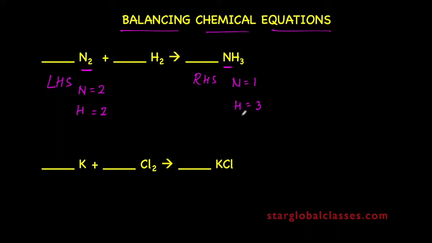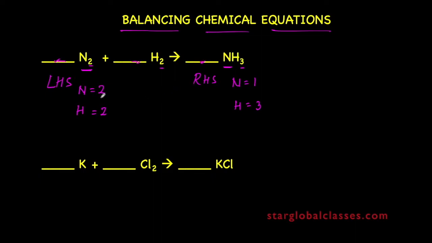We need to balance it. How to balance it? We'll multiply by a coefficient. The number we'll add, we write the number on this side. We cannot change these numbers. If you change this number, the formula of the compound changes and the compound will be changed. So we cannot change any of these numbers. We'll write the numbers here, here and here to balance the chemical equation.